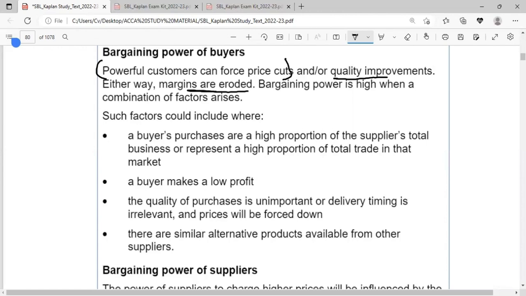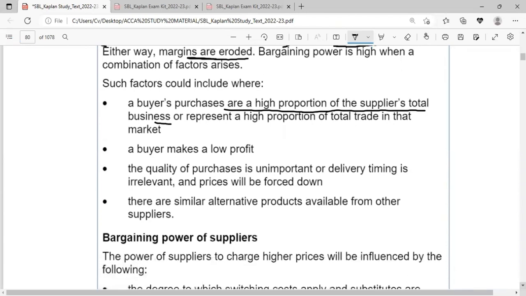Bargaining power is high when a combination of factors arises. As I told you, a high proportion of the supplier's total business, like 30% or 40% of the revenue. Suppose the buyer is already making a low profit, and there is high competition, it will compromise our profitability too. Then quality of the purchases becomes unimportant, or timing of delivery becomes irrelevant. Only factor is price war. Buyers are encouraging you to reduce the price.